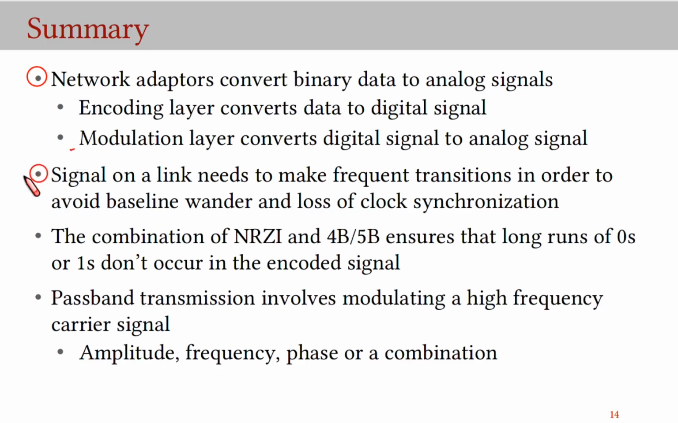Next, we saw that signals on a link need to make frequent transitions, and this has to be done in order to avoid baseline wander and loss of clock synchronization. And we saw that the combination of NRZI and 4B5B modulation ensures that long runs of zeros or ones don't occur in the encoded signal, and passband transmission involves modulating a high frequency carrier signal where we modulate the amplitude, frequency, or phase, or a combination of these of the carrier signal.